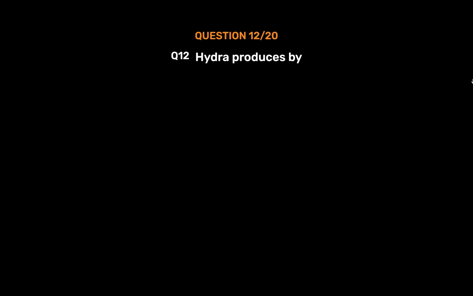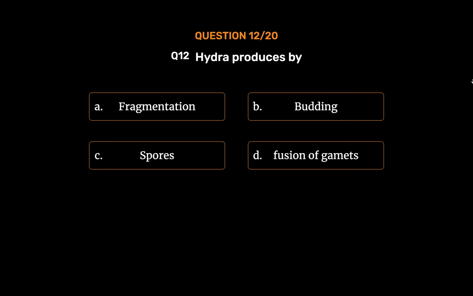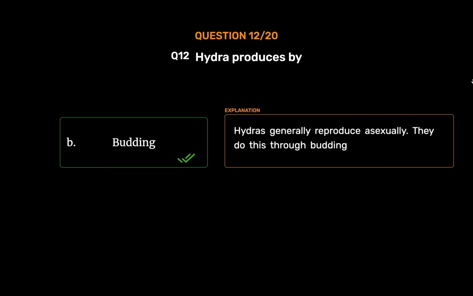Question number 12. Hydra reproduces by? Option A, fragmentation. Option B, budding. Option C, spores. Option D, fusion of gametes. The correct answer is option B, budding. Hydras generally reproduce asexually. They do this through budding.